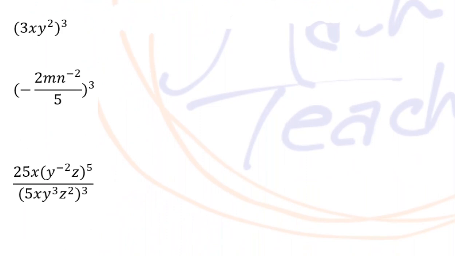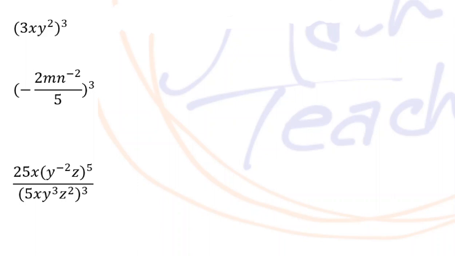Now here in this example we have some stuff, 3 times x times y squared, in parentheses being raised to a power. We have a bunch of things being multiplied together and then raised to a power. Of course we can't multiply these particular things, 3 times x times y squared, but we can still apply the power.